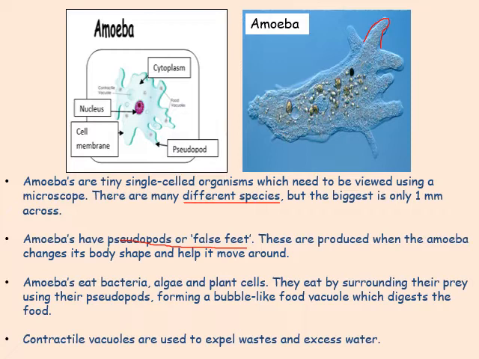Okay, then they have vacuoles in the middle. So like in plant cells, they have vacuoles, but they are used to get rid of waste and excess water. So humans get rid of waste and water by feces and urine. Well, amoebas do that by popping it in a vacuole and they expel it from there.